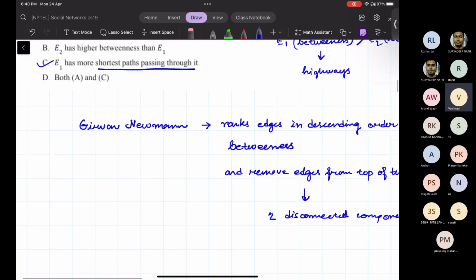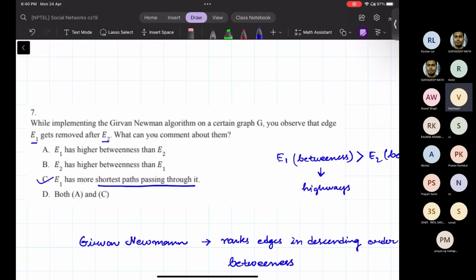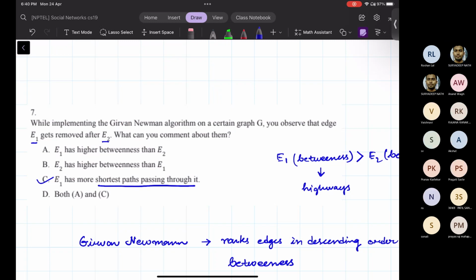In this question, it has been said that E1 gets removed after E2. So the betweenness of E2 should be higher, right? Oh, wait. Yeah, I think you are right. You observe that edge E1 gets removed after edge E2. My bad. I think it would mean that E2 gets removed before E1. So E2 has higher betweenness than E1. So you're right, option B is the right answer. I read it in the wrong order.